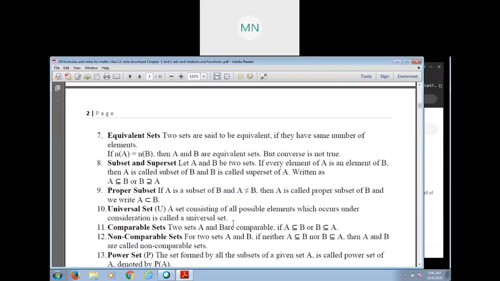Suppose we consider A equals 1, 2, 3 and B is PQR. A is 1, 2, 3 and B is PQR. Then the numbers of elements of A and B are what?